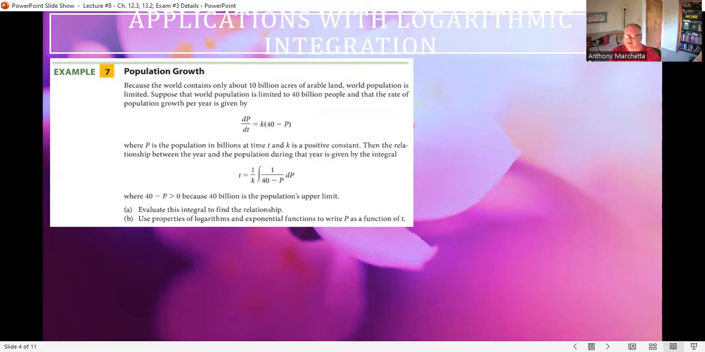But what they're talking about is the sustenance that that carries on so that we can keep on with the human race. Suppose that world population is limited to 40 billion people, and that the rate of population growth per year is given by this formula. Now look, we have a similar formula to last time. It states a derivative equals an expression: dP/dt equals k(40 - P). We have three variables here.